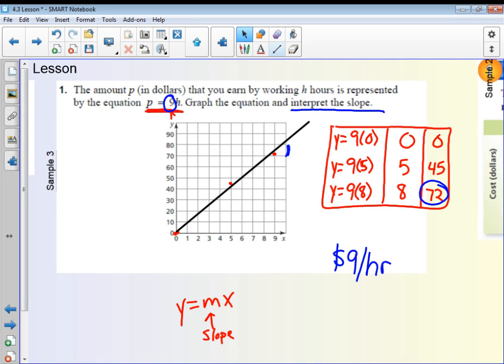That's it for this part of the lesson. So once again, y equals mx is our first part of our new process, knowing that m represents the slope of our equation.